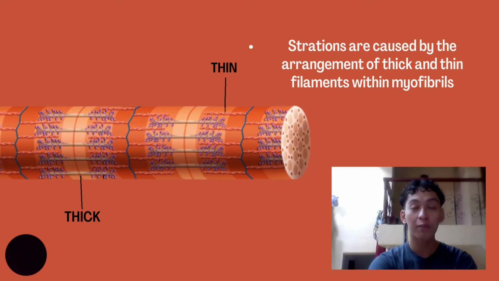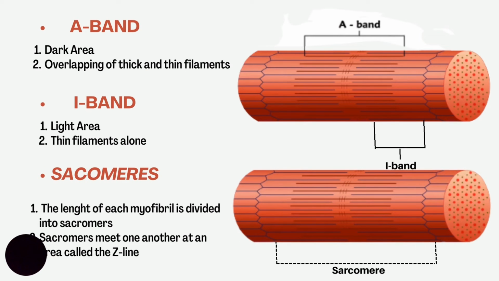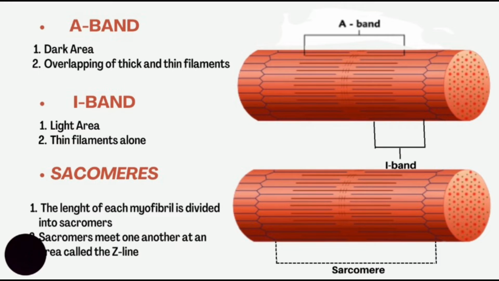Striations are caused by the arrangement of thick and thin filaments within the myofibrils. The A-band, also known as the dark area, is an overlapping of thick and thin filaments. The I-band, also known as the light area, is thin filaments alone. The length of each myofibril is divided into sarcomeres. Sarcomeres meet one another at an area called the Z-line or Z-disc.